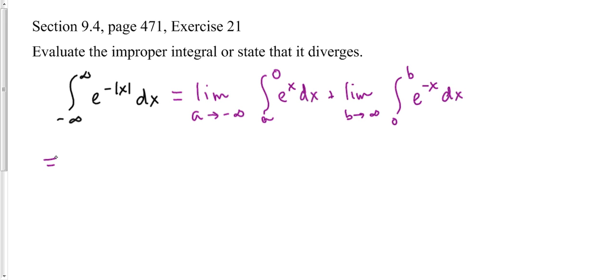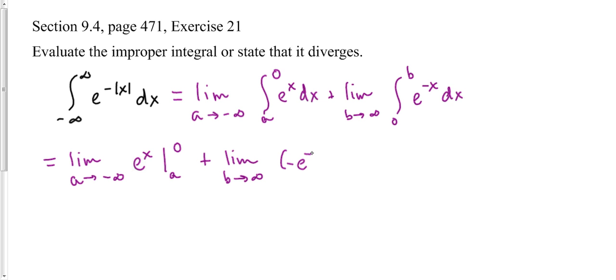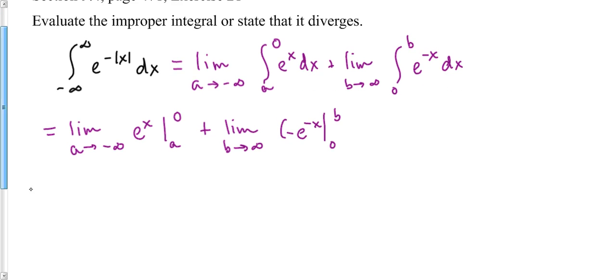So we know that e to the x is its own antiderivative. So this is going to be the limit as a goes to negative infinity of e to the x evaluated between a and 0, plus the limit as b goes to infinity, and the antiderivative of e to the negative x is going to be negative e to the negative x evaluated from 0 to b. And then we can just substitute in our limits of integration.